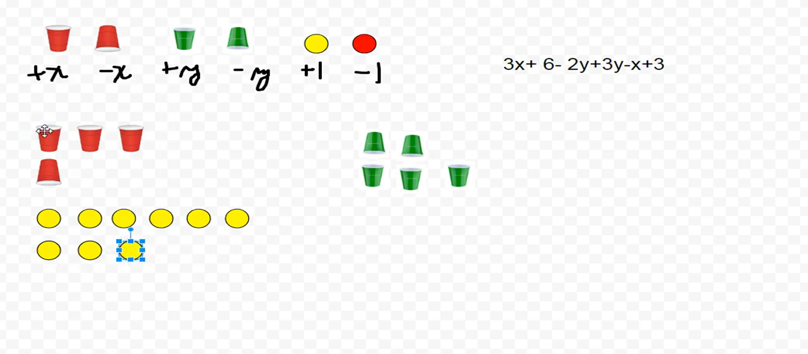Well, right here I've got 1 up, 1 down on my red cup. So I can eliminate that one and that one. With my y terms, my green cups, I got 1 up, 1 down here, 1 up, 1 down there. So I can eliminate this one with that one, this one with that one.